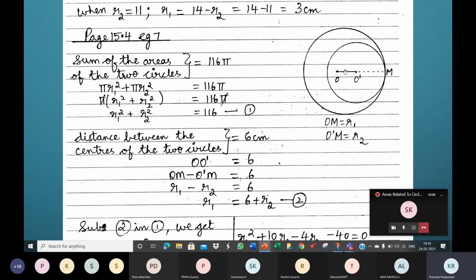How do you express OO dash? It is OM minus O dash M. So it's OM minus O dash M, which is 6. What is OM? OM is the radius of the big circle, R1. And what is O dash M? It's the radius of the small circle, R2. That means R1 minus R2 is equal to 6.